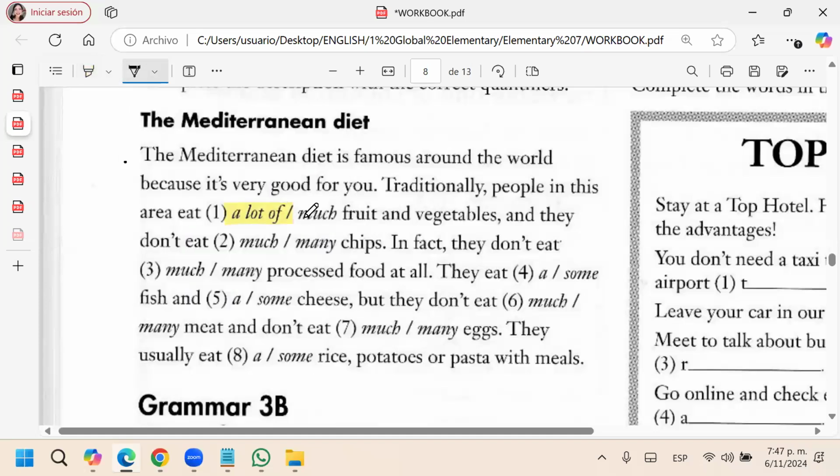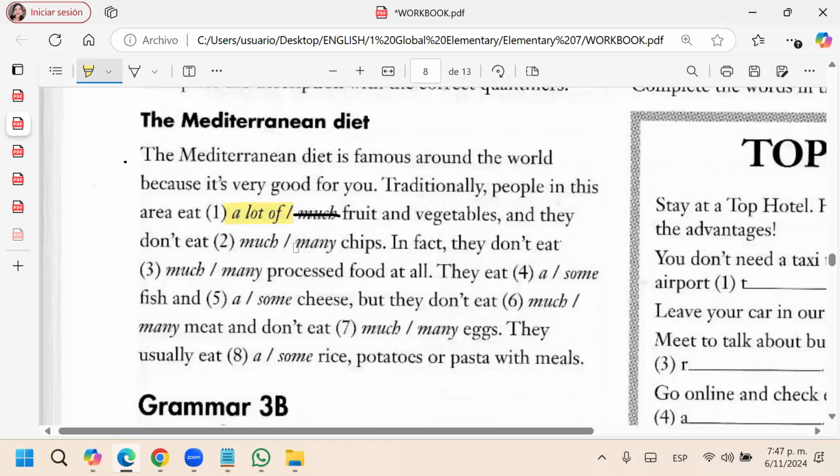So yeah, you have to choose between the two options. They eat a lot of, and they don't eat many chips. How do you know that is many? That is many chips and not much chips. Why? Because it's countable. Because many is countable. That's why.